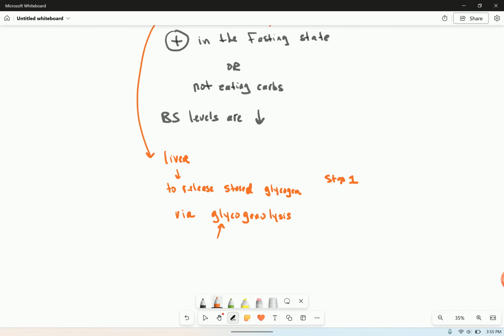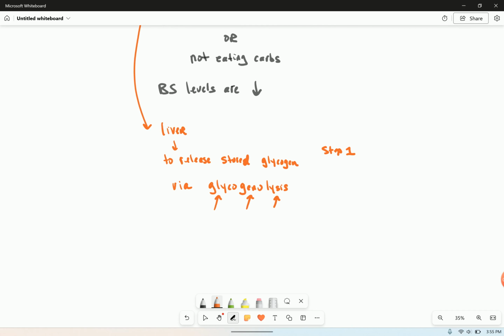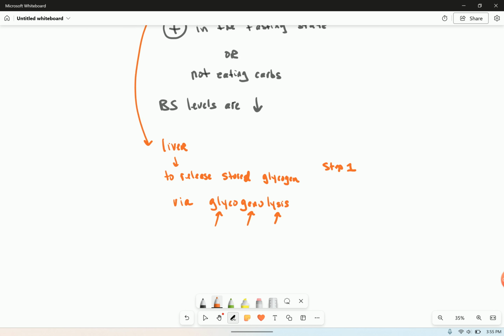Glyco is sugar. Geno is the beginning of. It makes the word genesis, which is the beginning of or the creation of, and then lysis is breakdown. So the liver has stored glycogen, and if your blood sugar is getting too low, within a couple hours, your body will begin this process, glycogenolysis. And what that does is it increases blood sugar levels.